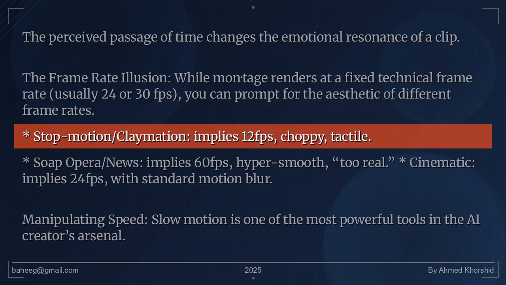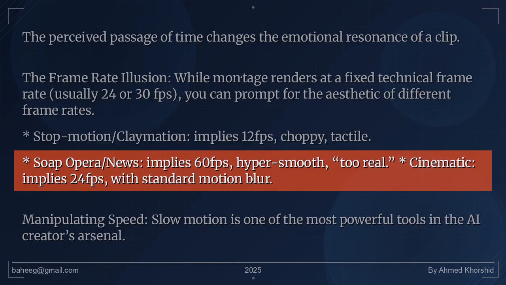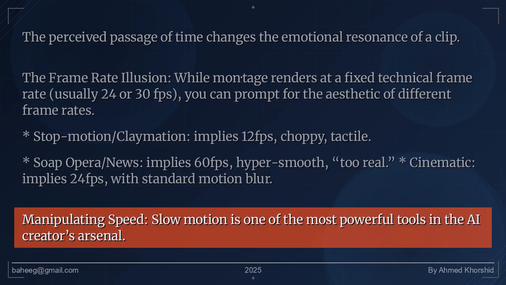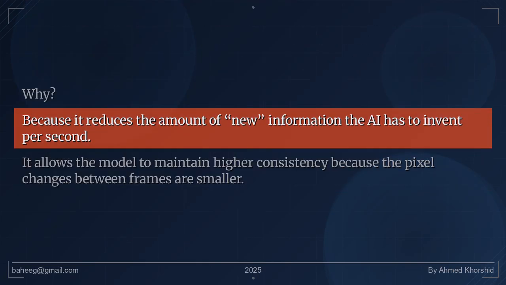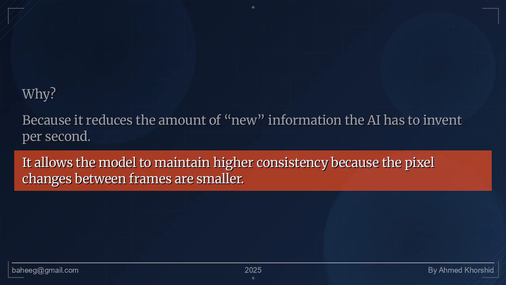Stop motion claymation implies 12 frames per second, choppy, tactile. Soap opera news implies 60 frames per second, hypersmooth, too real. Cinematic implies 24 frames per second, with standard motion blur. Manipulating speed: slow motion is one of the most powerful tools in the AI creator's arsenal. Why? Because it reduces the amount of new information the AI has to invent per second. It allows the model to maintain higher consistency because the pixel changes between frames are smaller.